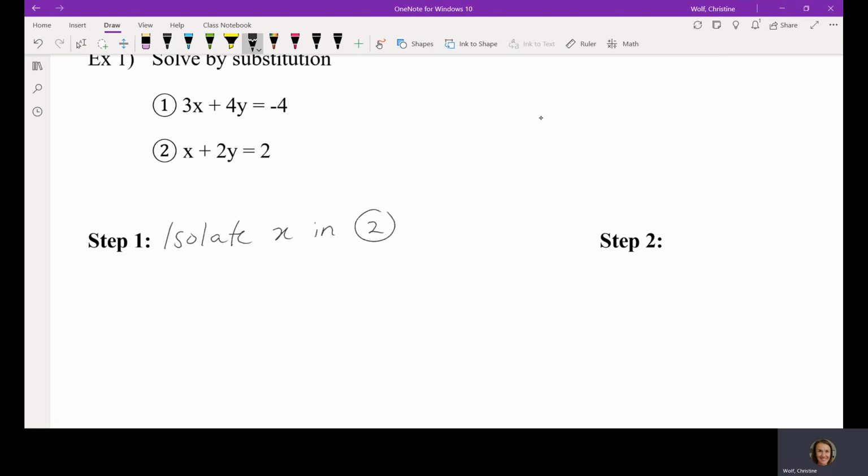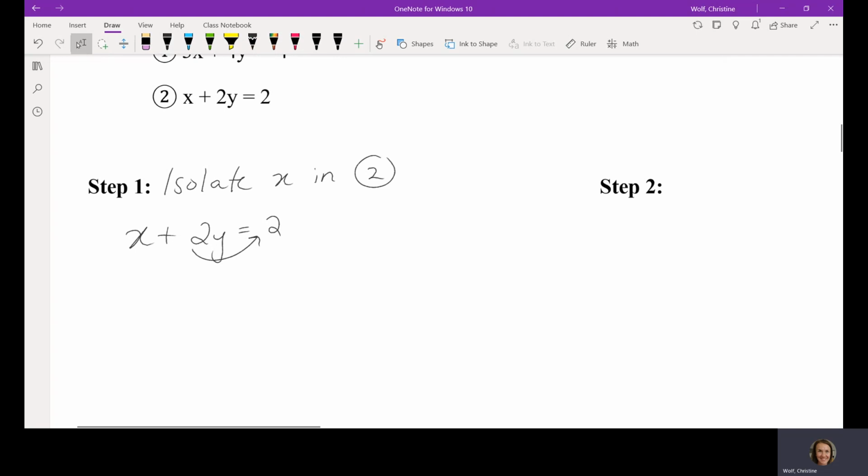So I'm choosing to isolate x in equation 2 because all I have to do to isolate x in equation 2 is swing that 2y over, right? Then I have x all by itself. On the right-hand side, that 2y became negative 2y because we flipped sides. And then this positive 2 just gets nudged down. So there we go. We have isolated x in equation 2, and step 1 is already done.